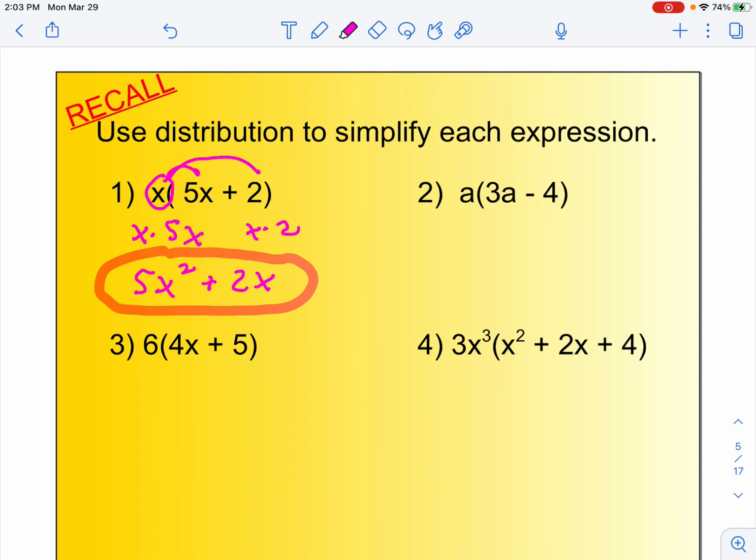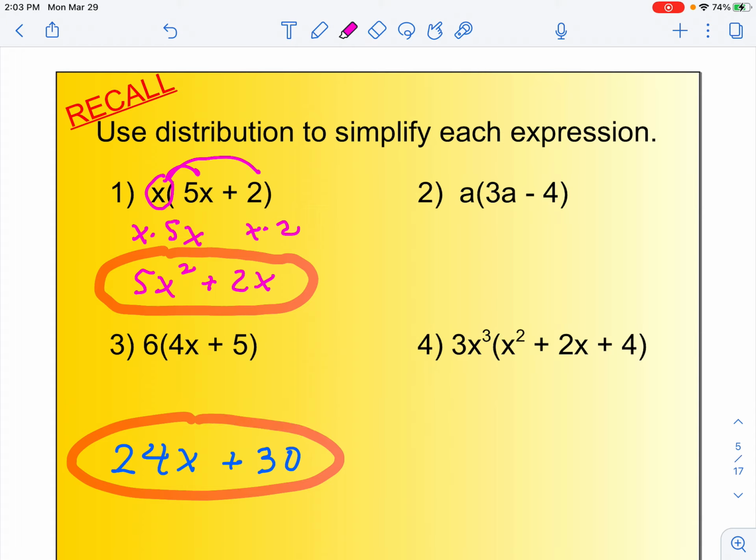Okay, so why don't you try multiplying number 3? Pause the video and then restart the video to see if you got it correct. So what you should get is 24x plus 30. And again, if you didn't understand that, I will work it out with the steps for you to see.